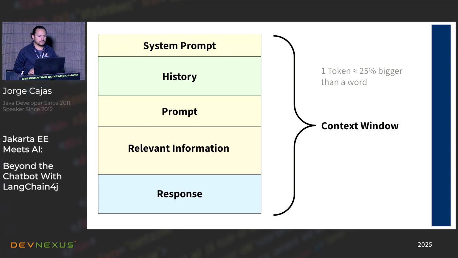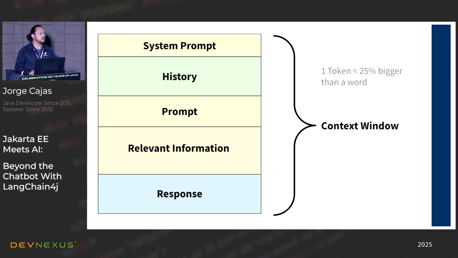Question here. You said that one token is 25% bigger than a word, and if your document has 100 words, it needs 125 tokens? Yes. It's approximate, it's not exactly 25% bigger, but yes, when you transform into tokens, it's going to be bigger. It's similar to base64, you remember, when you made something into base64, it's like 33% bigger than the original file. This is something similar. When you transform the text to tokens, it's going to be a little bit bigger than the original.